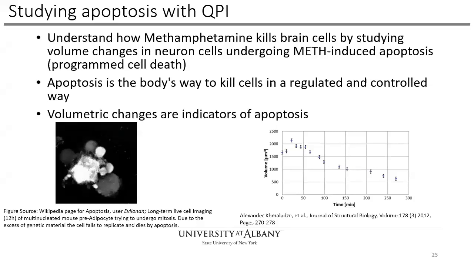So you can see a rat cell undergoing apoptosis here, where something goes wrong with cell division. So it packs up all the nuclear material and then dies there at the end and kind of explodes. So this is associated with volumetric changes. So what we've been doing is trying to measure volume changes on cell death.